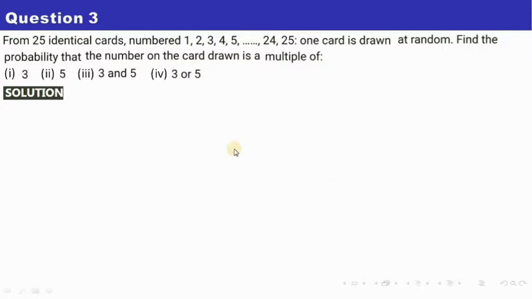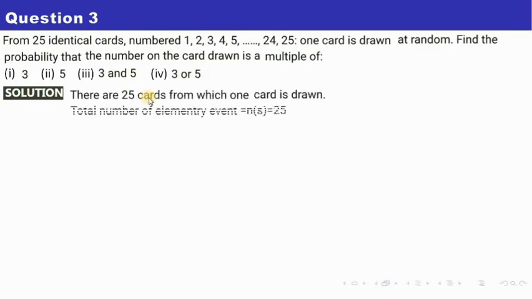Okay, so let's go to question number 3. The first few sums are almost similar here, so this is also going to be a similar one, and with this we close for the day, and I'll give you some homework. The question says, from 25 identical cards numbered from 1 to 25, one card is drawn at random. So there are 25 cards whose numberings are given from 1 to 25. Find the probability that the number on the card is a multiple of 3, 5 and all these things. It's a kind of similar question.